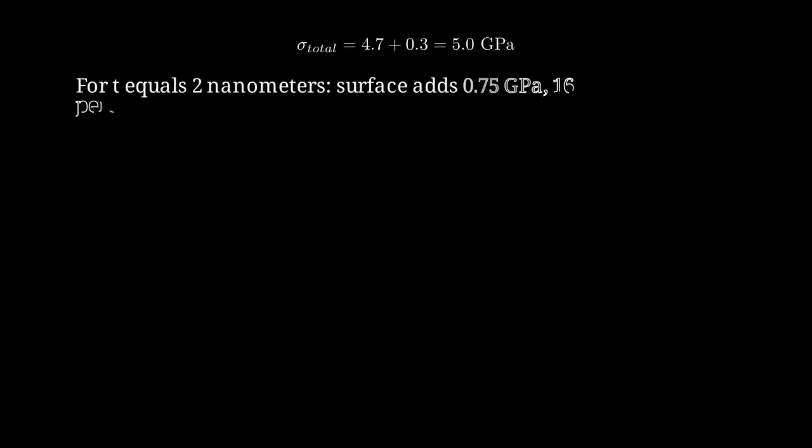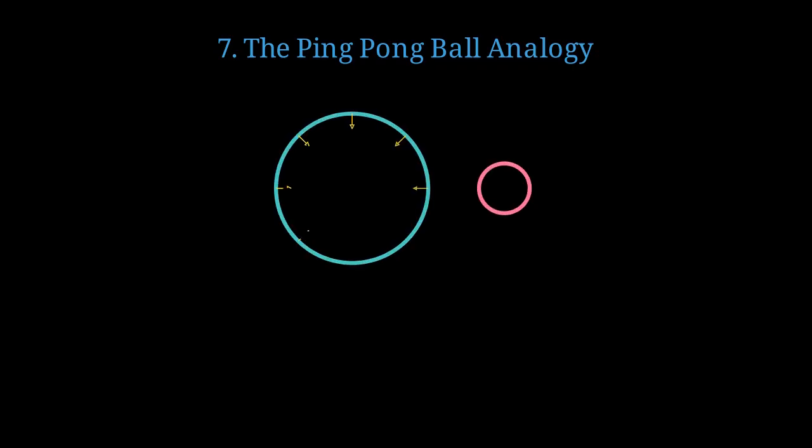If we reduce the thickness to just 2 nanometers, the surface contribution jumps to 0.75 gigapascals, a 16% increase. Let's use an intuitive analogy to understand why small shells behave so differently from large ones. Think of squeezing a large ping-pong ball versus a tiny one. You apply the same pressure, but they respond very differently.